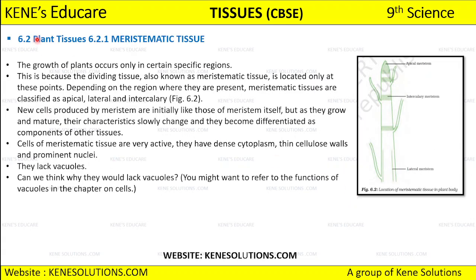See, first of all, today we are going to discuss plant tissue, okay? And we already know that we have two different types of plant tissue. First is meristematic tissue and the second one is the permanent tissue, right? So growth of plants occurs only in a certain specific region.